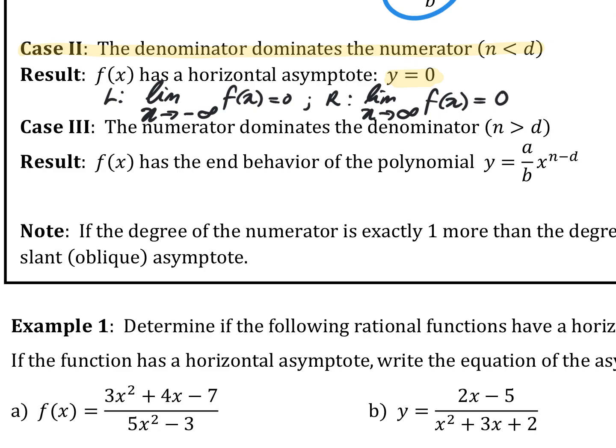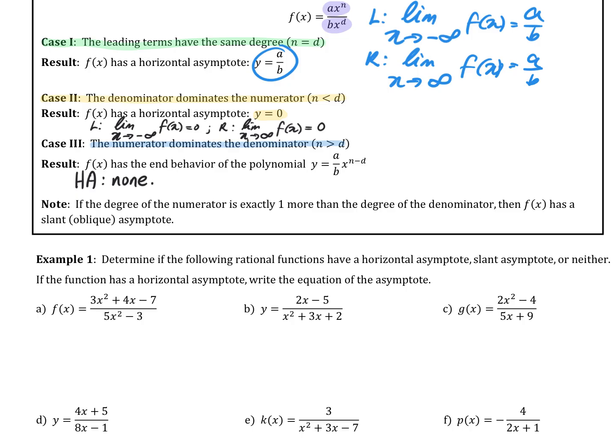So now let's look at case number 3. This is where the numerator dominates the denominator. That means that the degree of the numerator is greater than the degree of the denominator. The very first thing that you have to remember here is that the horizontal asymptote doesn't exist. It means none.